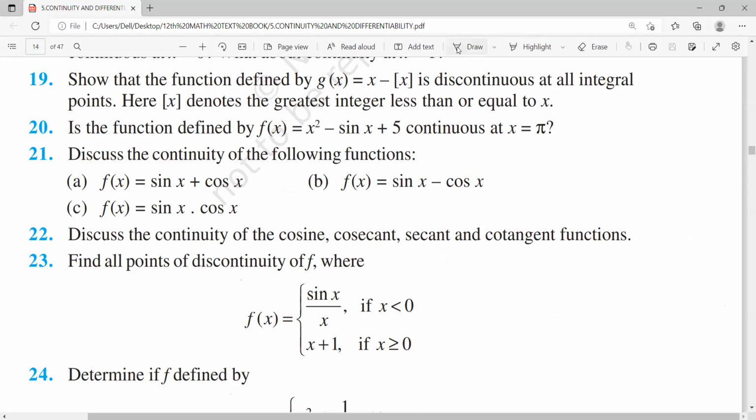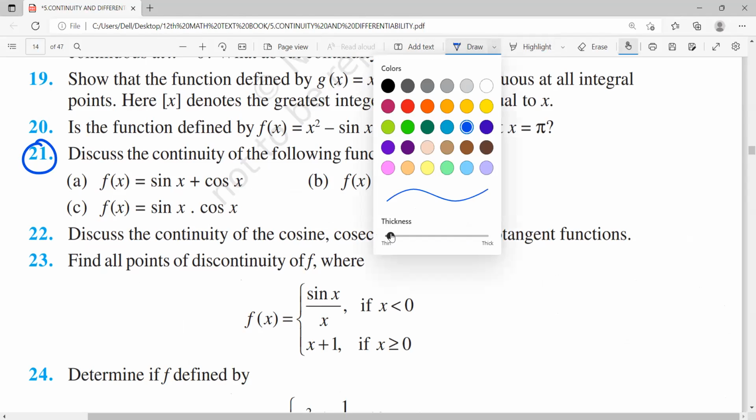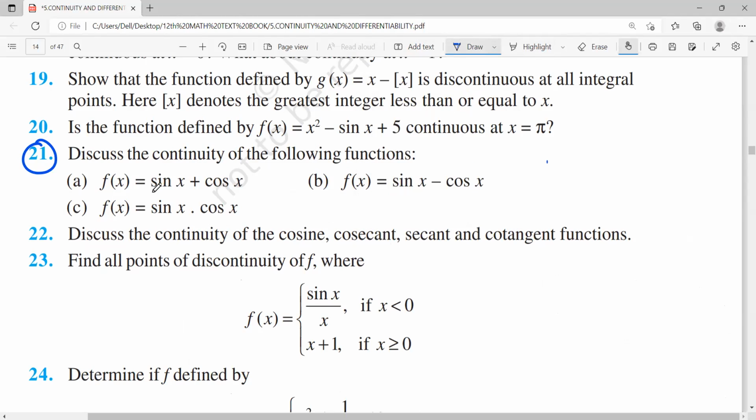Similarly, now what can you say about this? 21. Sin x plus cos x will be continuous because both of them are continuous. The same thing goes for this. This will also be continuous.